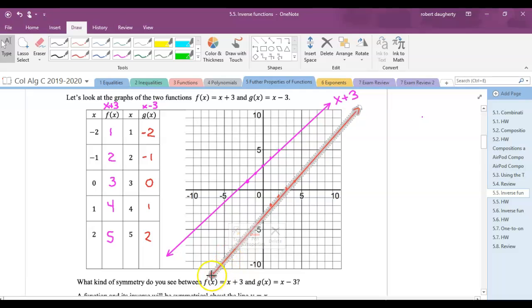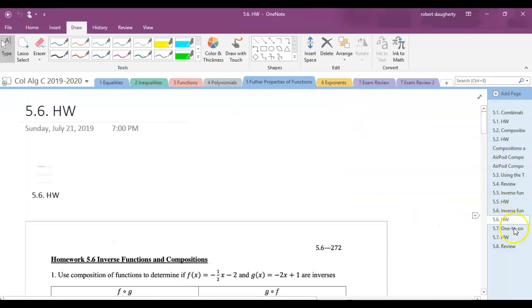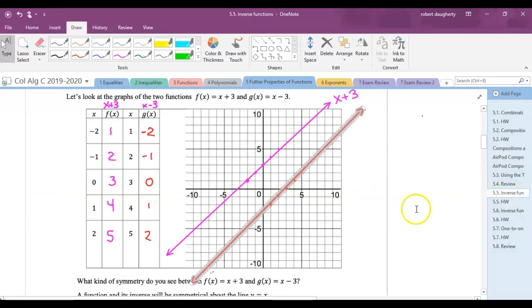Let me see if I can make that a little bit more accurate there. Okay, not quite, but we'll see what we can get. There we go. Okay, I'm still being a little bit picky about this line, so bear with me. Something like that. Okay. We'll let that be close enough for our work. Okay. So this is the line x plus 3 and the line x minus 3.